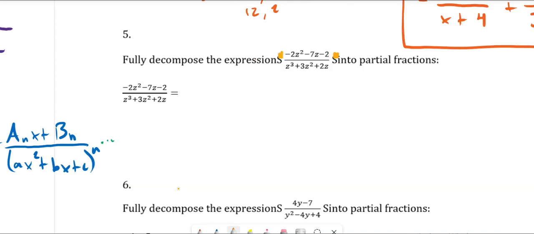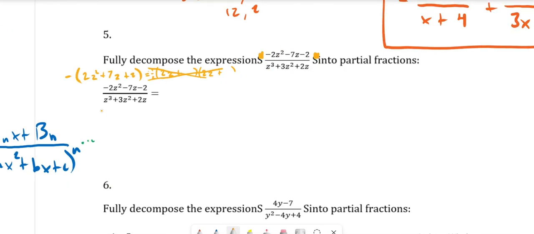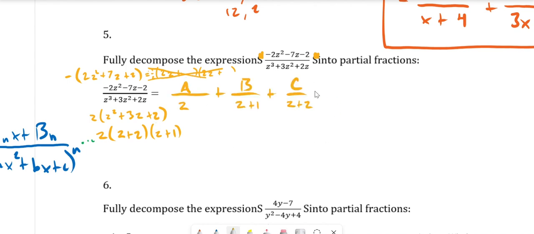There we are. For the next one, we notice that it is indeed proper. The top doesn't factor. For the bottom, we're going to want to take out a z and take the remaining polynomial and factor it as such. These are non-repeated roots, giving me these terms in my denominators, and constants atop.